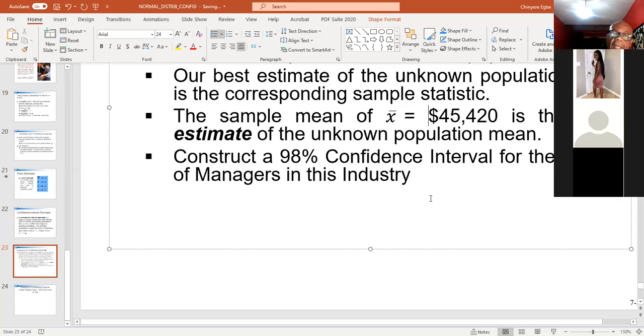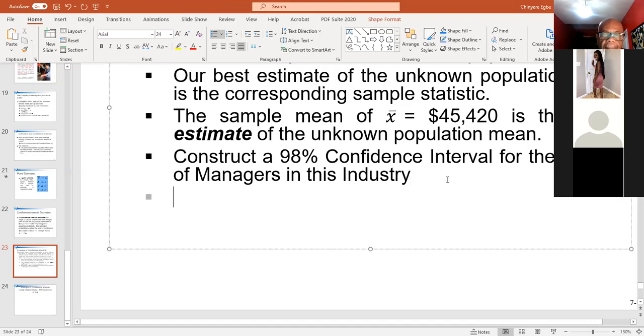So we can think about a 98% confidence interval, a 99% confidence interval, or a 95% confidence interval. We're going to construct a 98% confidence interval of the true mean. We now have a sample mean, which is the mean that we calculate from a sample. So how do we construct that?